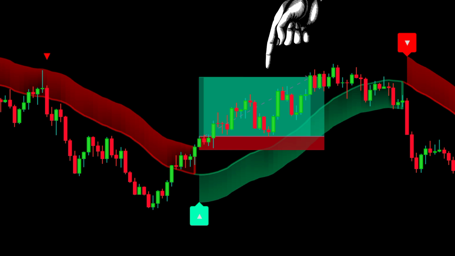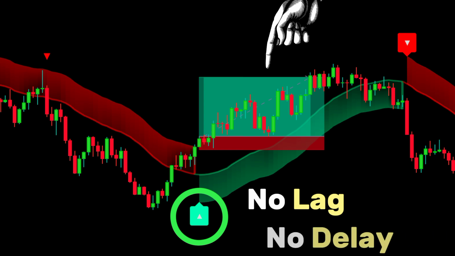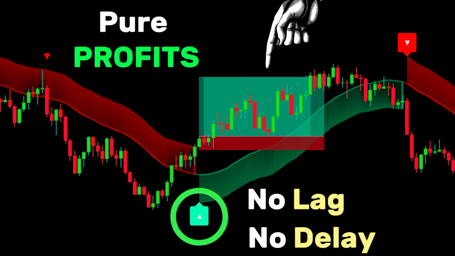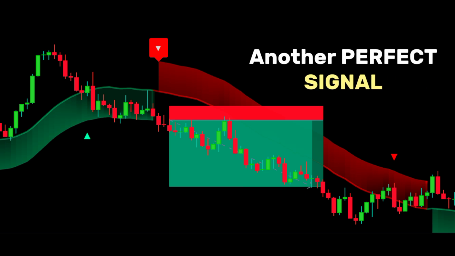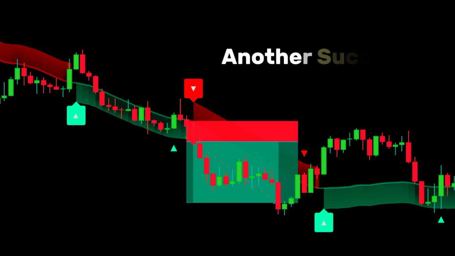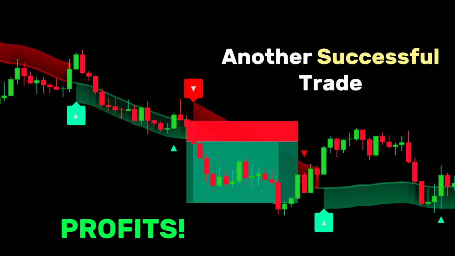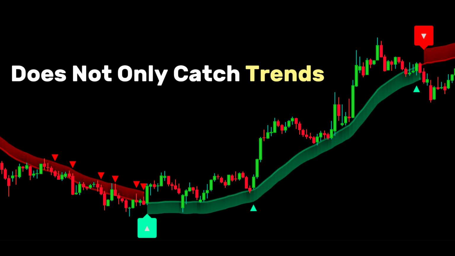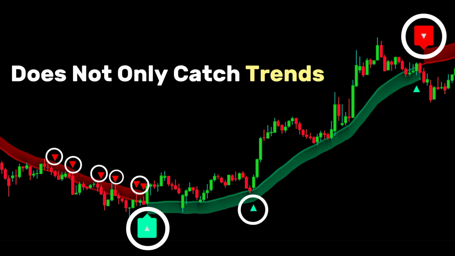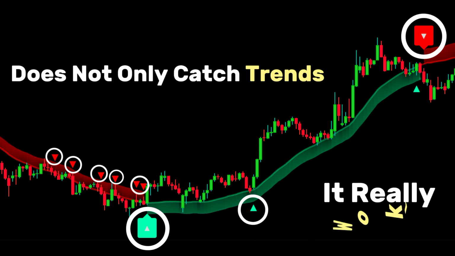This indicator caught the exact moment the trend changed. No lag, no delay, only pure profit. And check this trade out too. Another perfect signal. And here we also have another successful trade. The interesting part of this indicator is that it does not only catch trends, it gives you different ways to trade them. And the best part is that it really works.